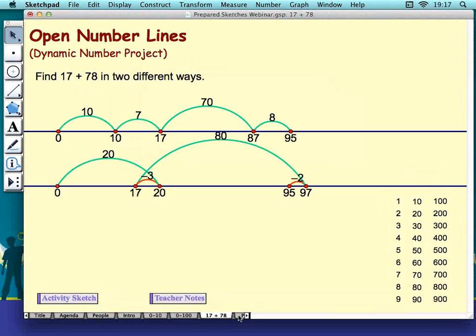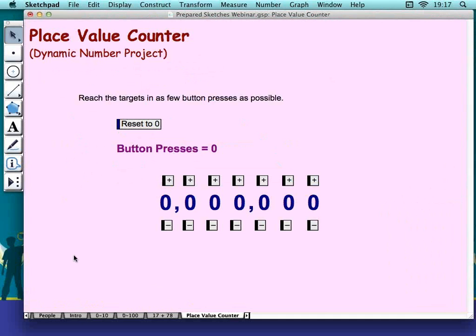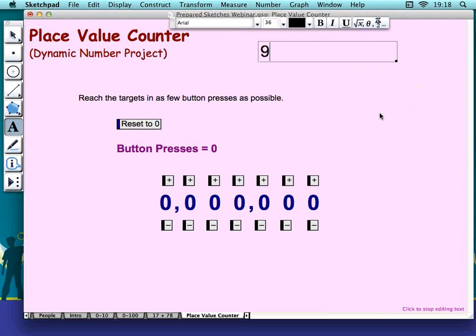So the next activity I want to show is a place value counter. And the place value counter activity, I forgot to put a button here for the worksheet. But the worksheet is going to give us some target numbers, and we'll keep track on the worksheet of what we did to get to those particular numbers. So let me just make up a problem here. Let's say we're trying to get to 925,463.